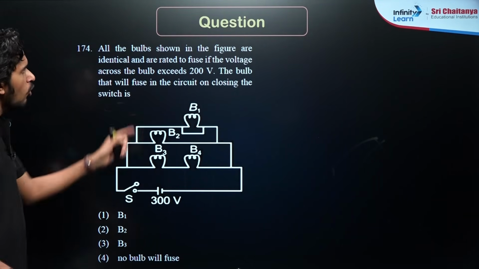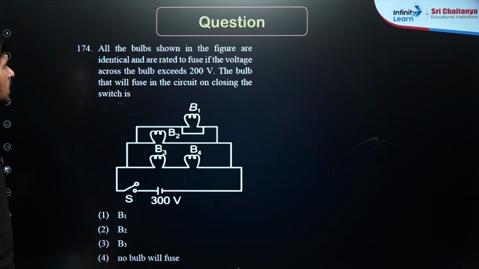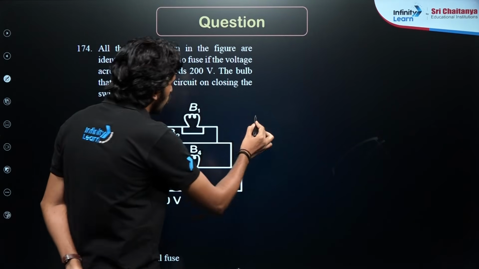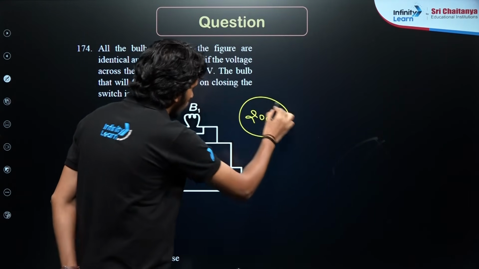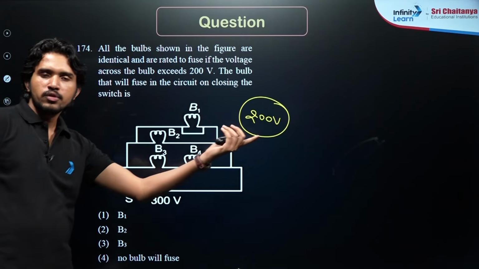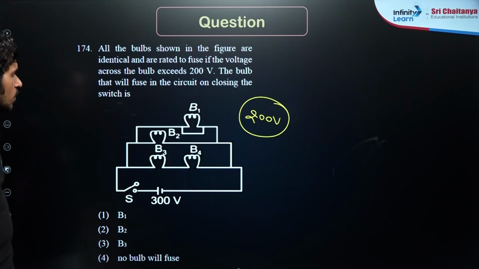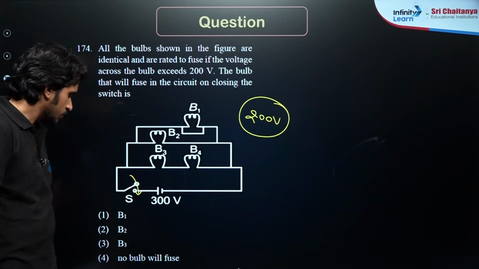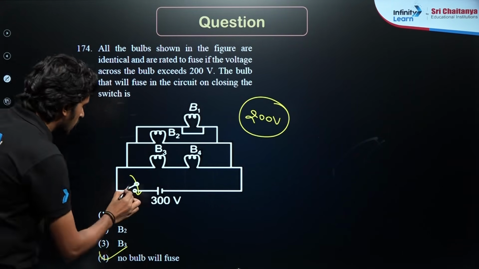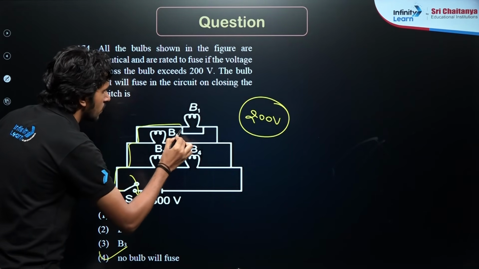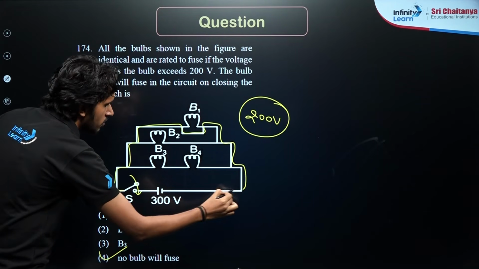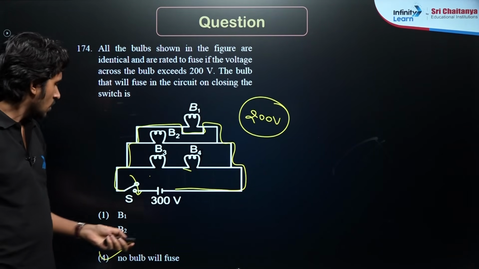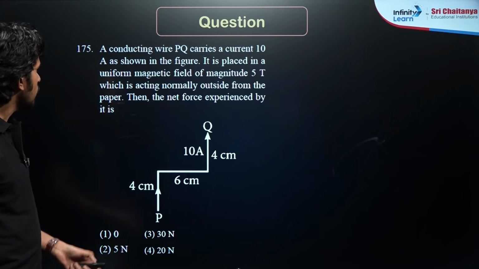In next problem, all the bulbs shown in the figure are identical and are rated to fuse if the voltage across the bulb is 200. If voltage across any bulb exceeds this value, then that bulb will fuse. Now if I put the key over here, then which bulb will fuse first? So I would say no bulb. Why? Because it is completely short circuited. See, so zero current will be there inside these bulbs. Okay, so option D.